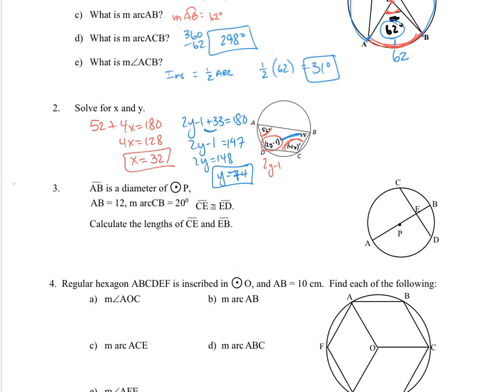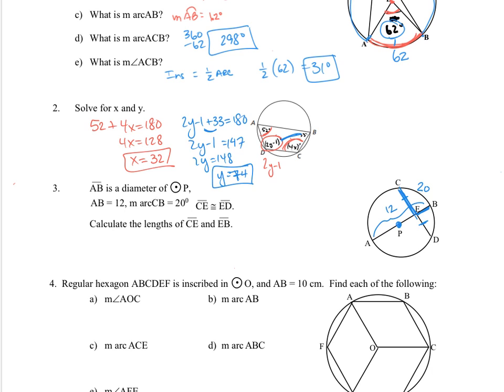Okay, moving on to number 3. It says AB is a diameter of circle P. So P will be the center of this circle. AB is 12, so the whole thing here is 12. The measure of arc CB is 20. CE is congruent to ED. Calculate the lengths of CE and EB. So we need to find this length right here and that length right there.